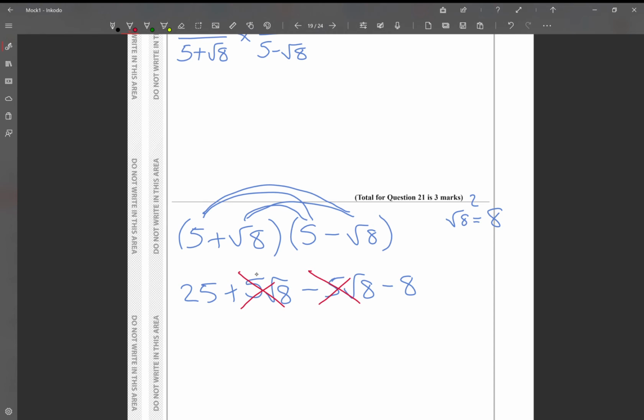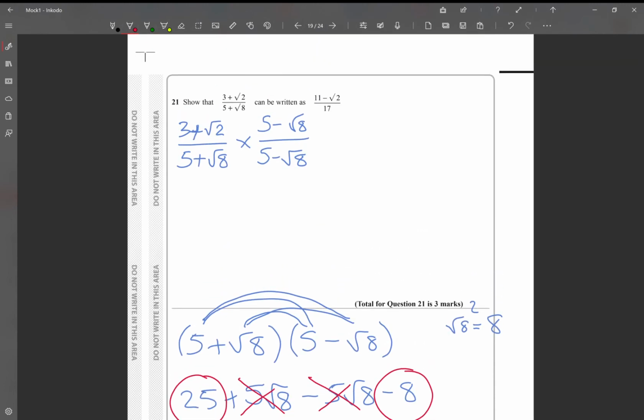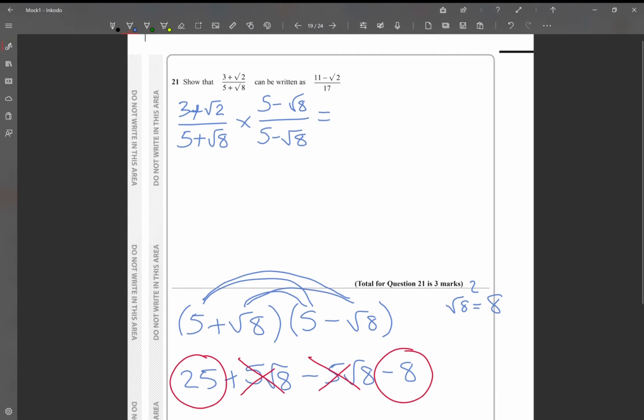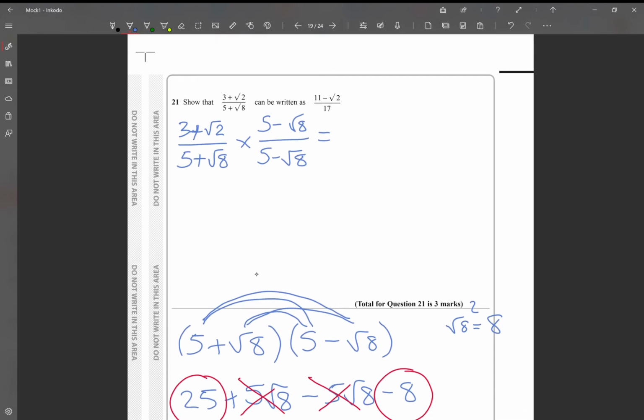So you then end up with 25 and the minus 8. So we'll put that back up here. So 25 minus 8, so you just have 17. You can kind of see, oh look, 17, so that's nice. Straight away, you should see that if you've done it correctly. If you don't, then obviously there's something going wrong.